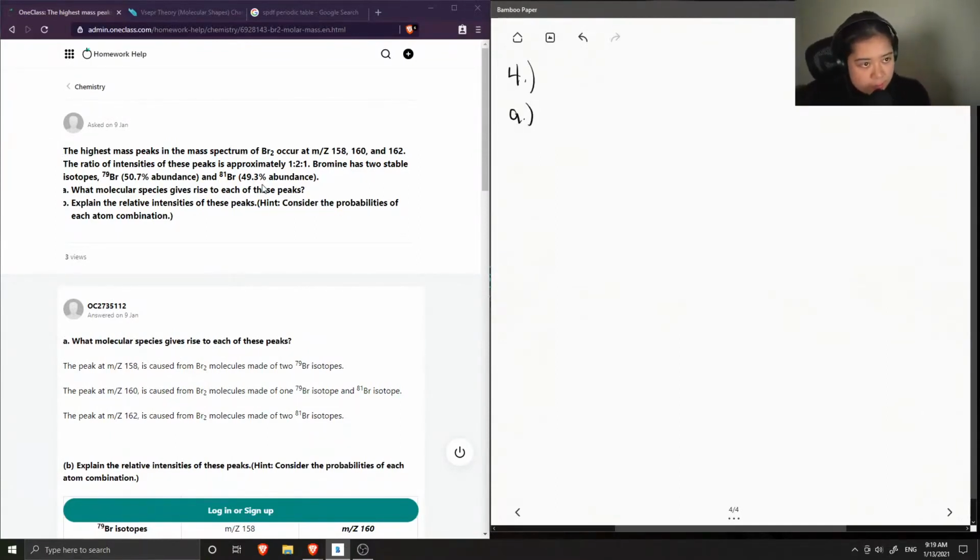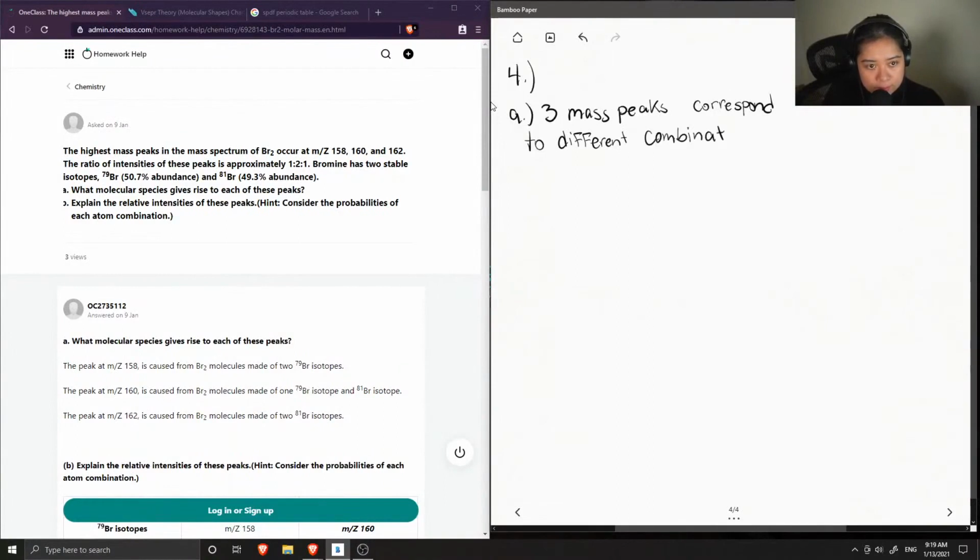Okay, so for part A, I'll just summarize that the three mass peaks correspond to different combinations of isotopes of bromine.